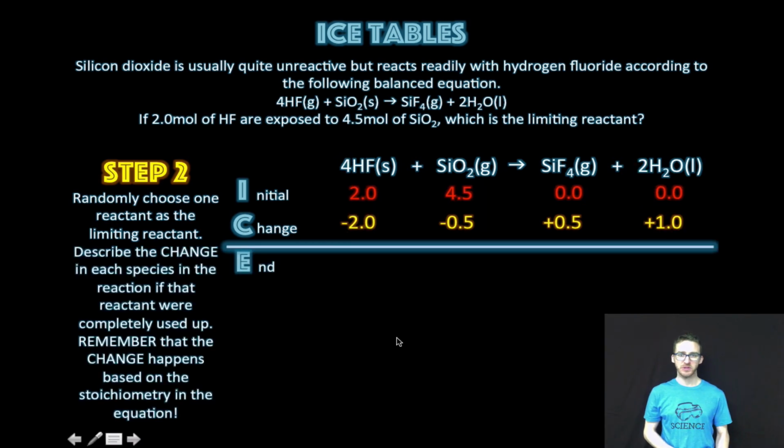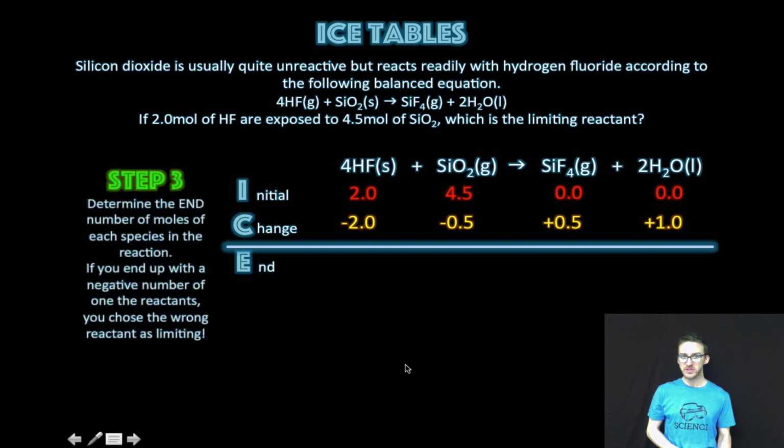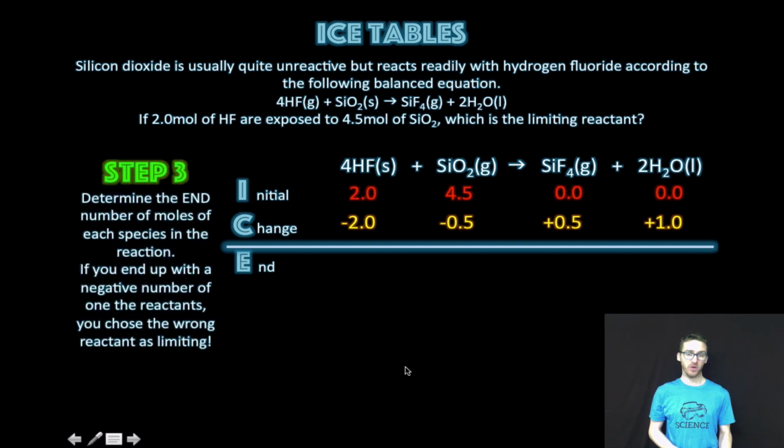Alright, once I've established the change in number of moles of each of my reactants and products, my final step is to determine the end number of moles of each thing in the reaction. Remember, if we end up with a negative number of moles for anything, we've done something wrong. 2 minus 2 is 0. Remember, this is the reactant that I decided was limiting. It was completely used up.